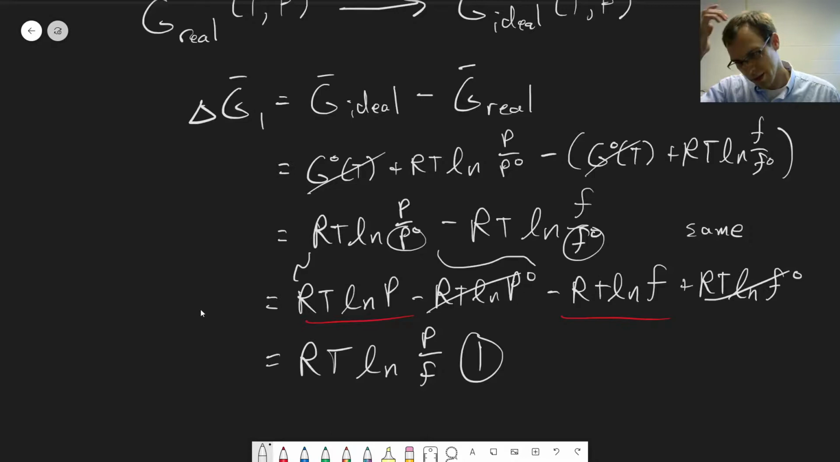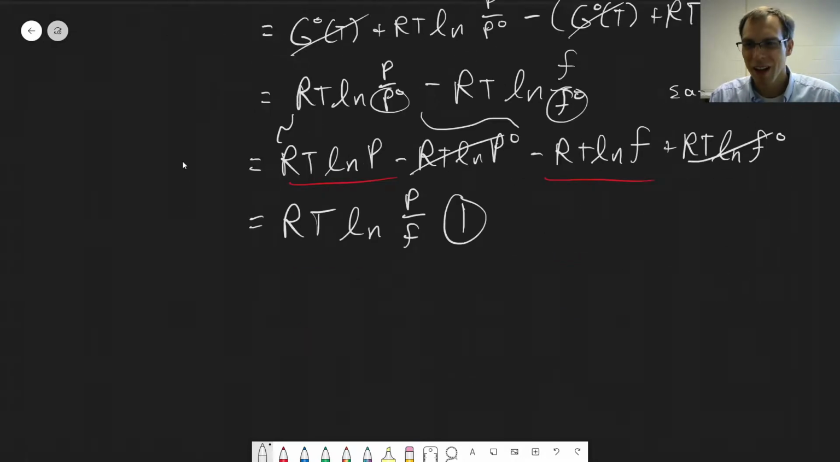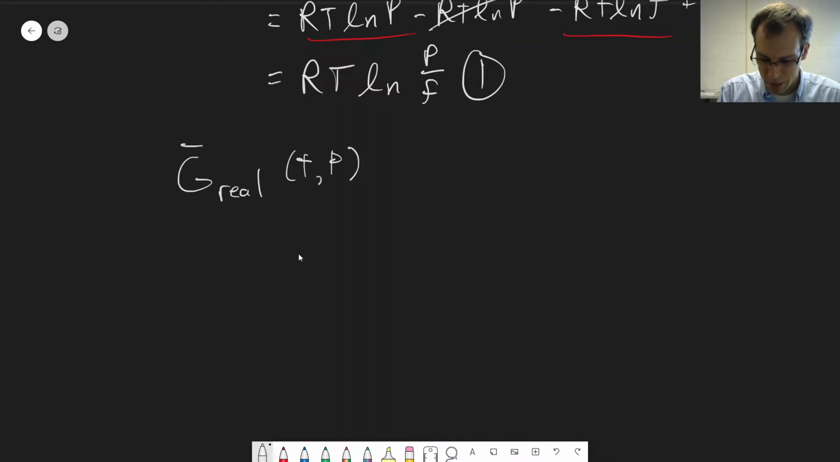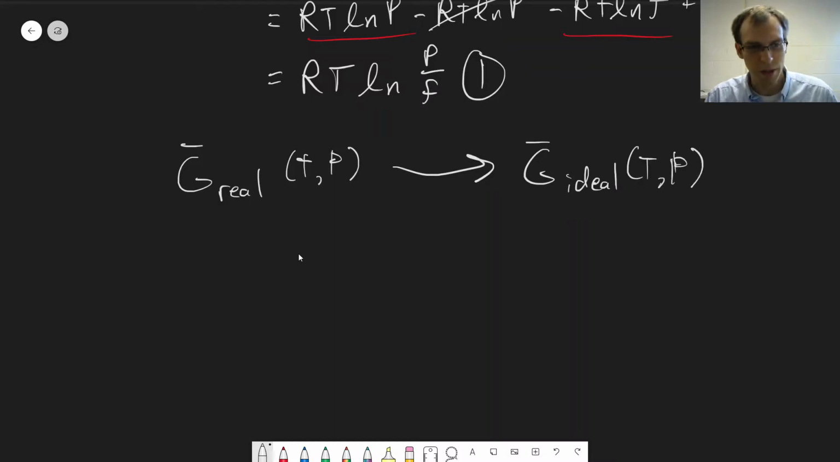So that's nice. Now we have an expression that has pressure and fugacity in it, but we need something that doesn't have fugacity in it, so we can actually calculate it. What we're going to imagine here is that we use the fact that the Gibbs free energy is a state function to get a different way of getting at this. So we'll have G bar real at T and P, in this imaginary process by which it becomes an ideal gas at the same temperature and pressure. Again, this is all theoretical, it's not an actual thing you can do.